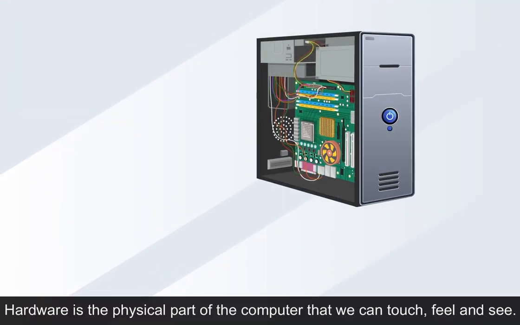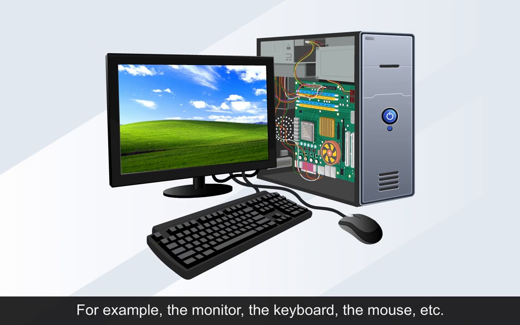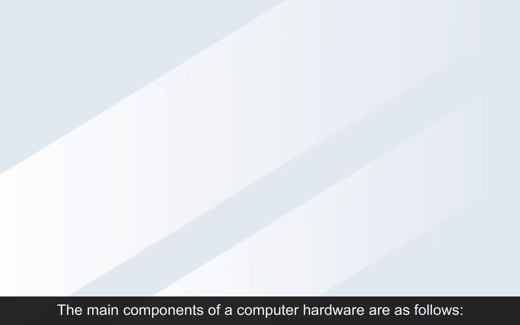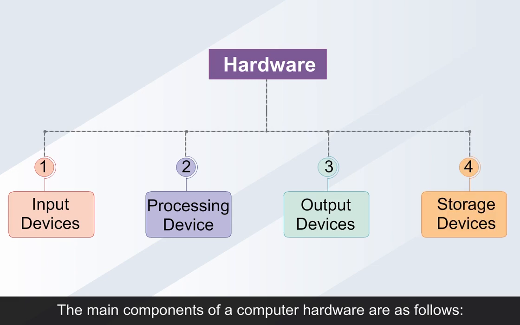Hardware. Hardware is the physical part of the computer that we can touch, feel and see. For example, the monitor, the keyboard, the mouse, etc. The main components of a computer hardware are as follows: input devices, processing device, output devices, storage devices.